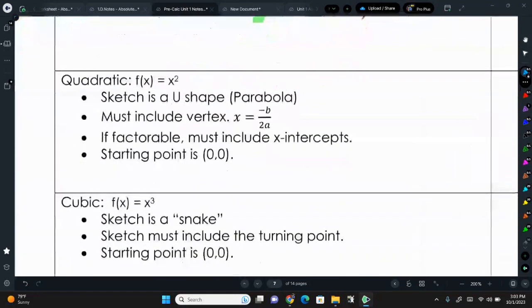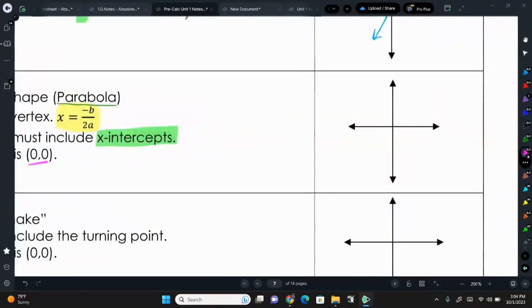Next we have our friend the quadratic. The sketch is a U-shape or a parabola. When we sketch a quadratic, we must include the vertex. In order to calculate the vertex, the x-coordinate is x equals negative b over 2a. We then substitute that back into the function to get the y-coordinate of the vertex. Or if we're given the quadratic in vertex form, then we have the vertex there and we can make our sketch. If the quadratic is factorable, you must include the x-intercepts as well. And all quadratics start at the point 0, 0. So that would be what a quadratic looks like.